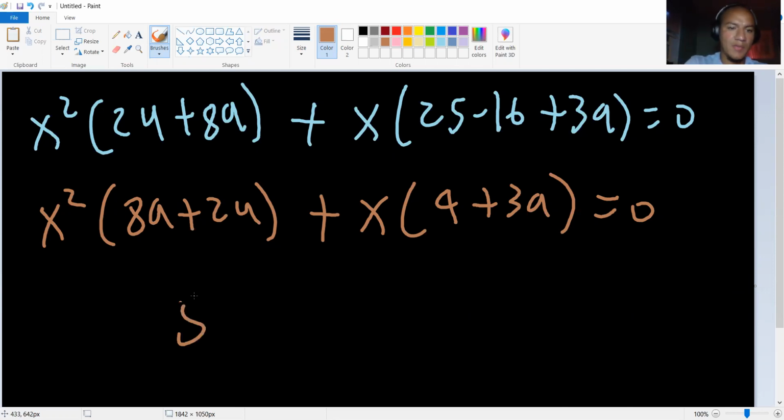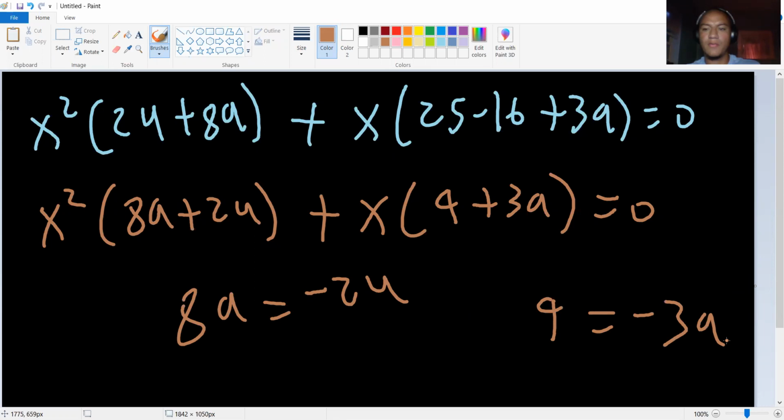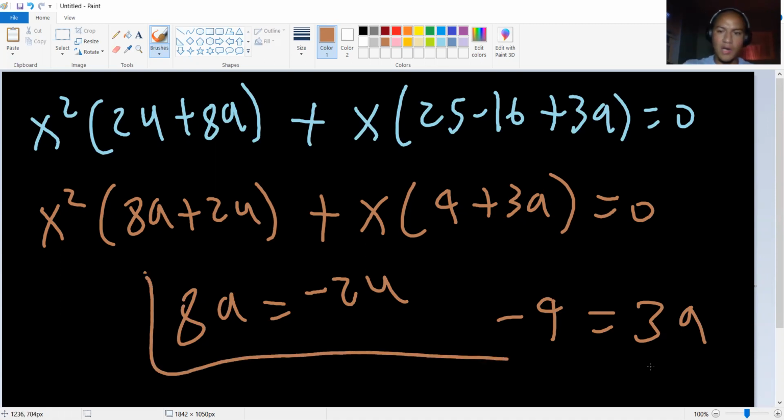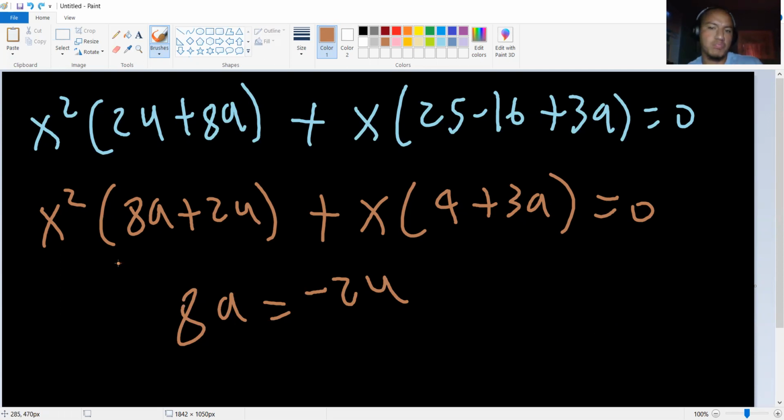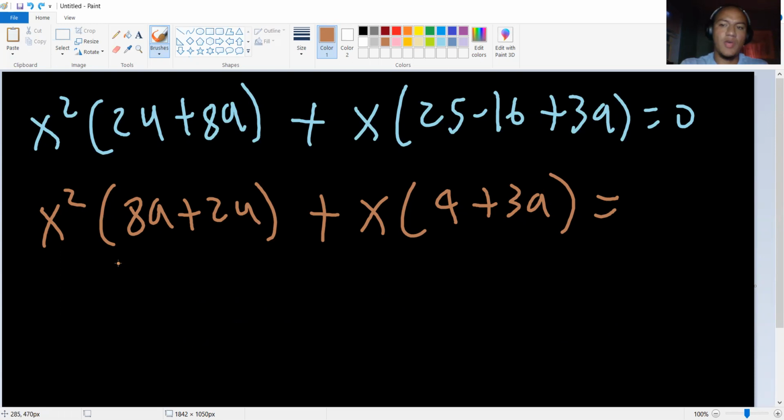And that means that basically 8a equals negative 24 and 9 equals negative 3a. Can we solve, or we can move the negative to the other side. Can we solve for a here? This is a system of lines. It turns out that a is negative 3. You plug a into the first one. 8 times negative 3 is negative 24. And the second one, negative 9 equals 3 times negative 3. And that means that you finally get your desired equation.